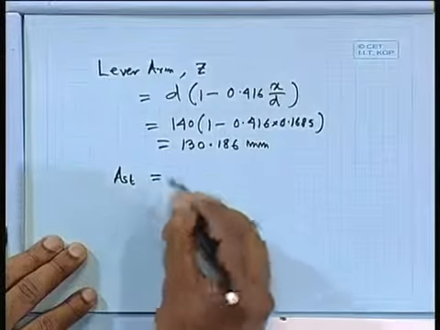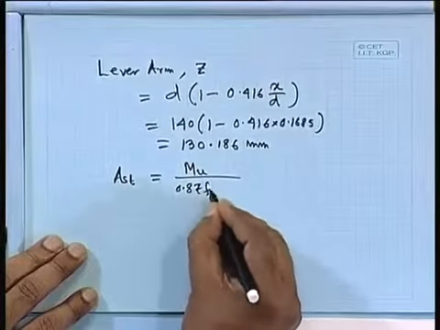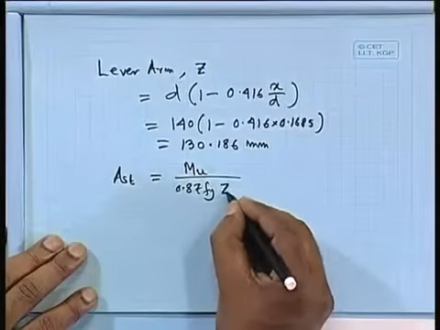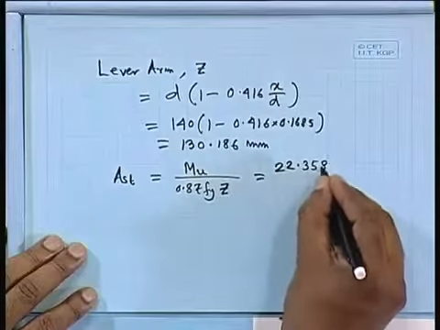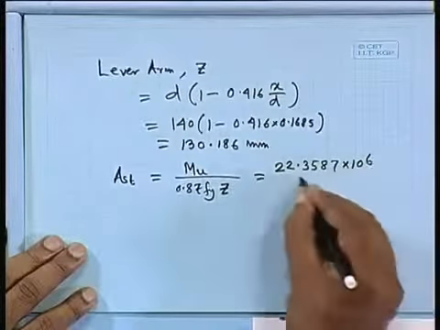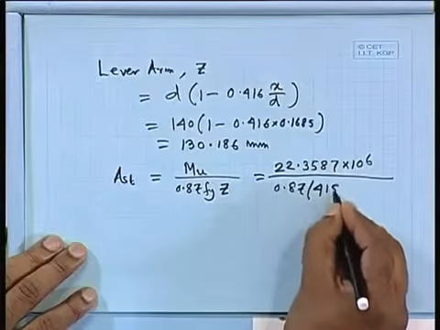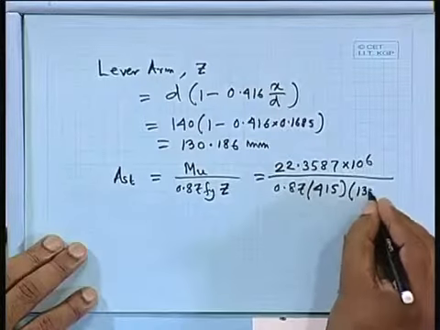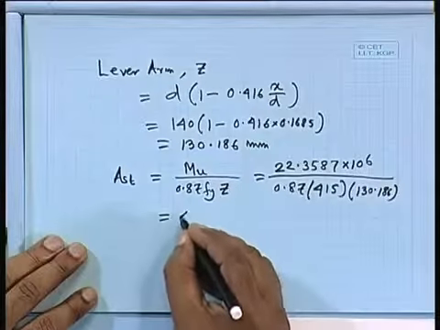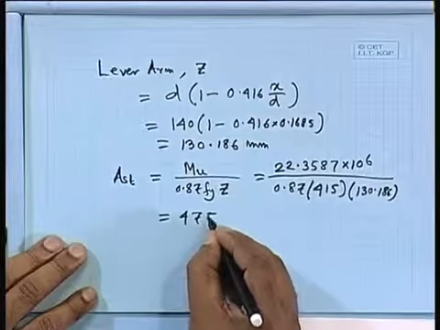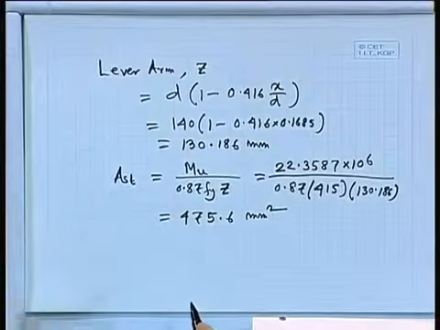What about the area of steel? Area of steel equals Mu by 0.87 Fy times Z, equals 22.3587 into 10 to the power 6 divided by 0.87 times Fe415 times 130.186, which comes as 475.6 millimeter square. What about the spacing?